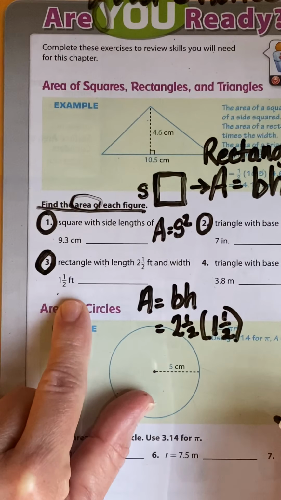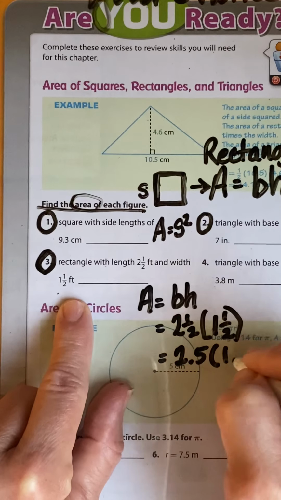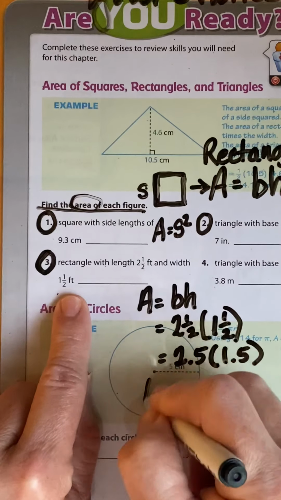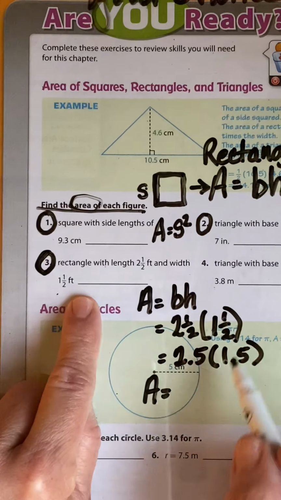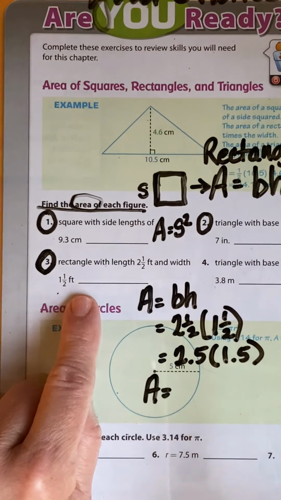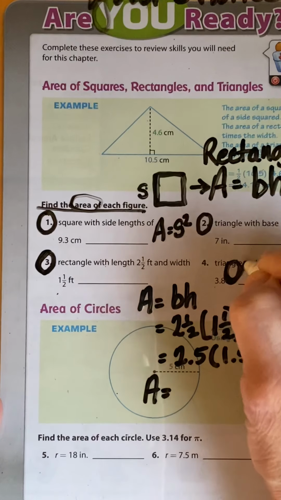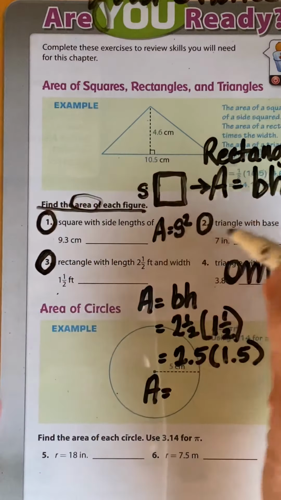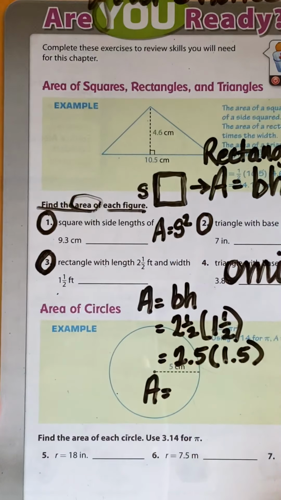Now, yes, you may put in 2.5 times 1.5 for the area of number 3, the area of a rectangle with a base and height of 2.5 and 1.5. Feel free to use decimals right there if you like. Okay, let's just omit number 4. So you're going to do 3 areas: a square, a triangle, and a rectangle. And then omit number 4.